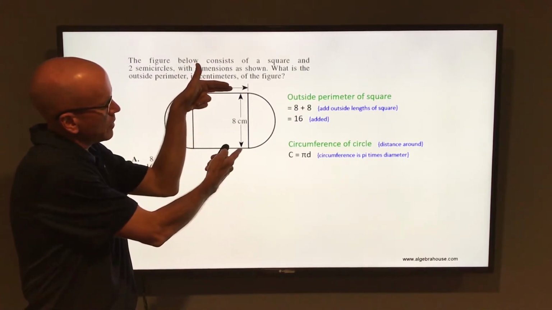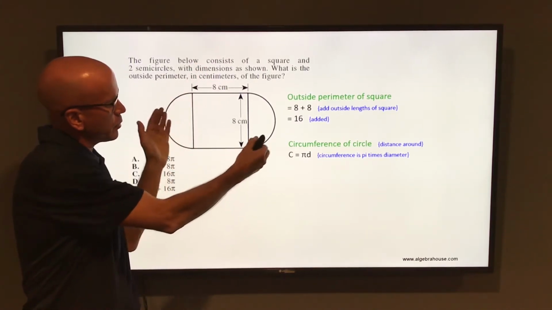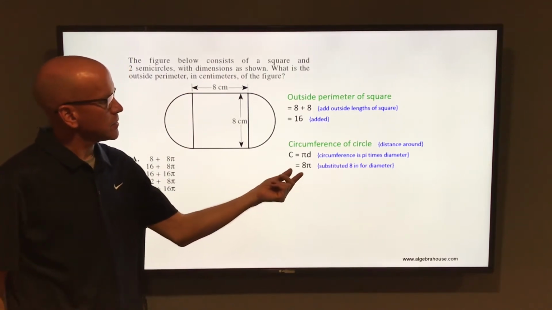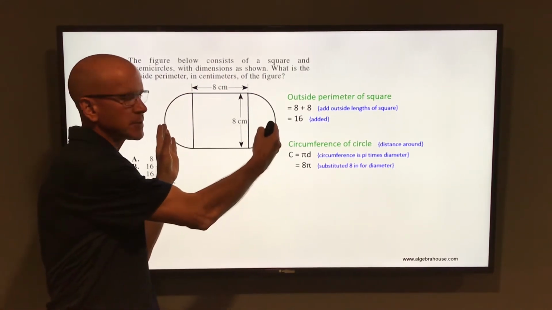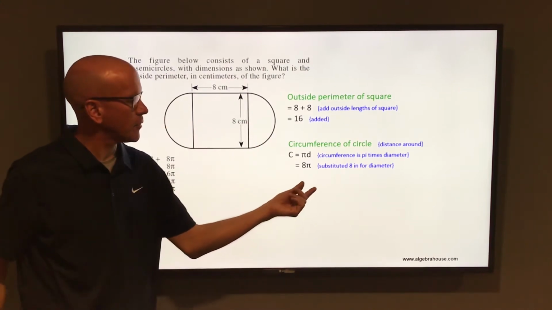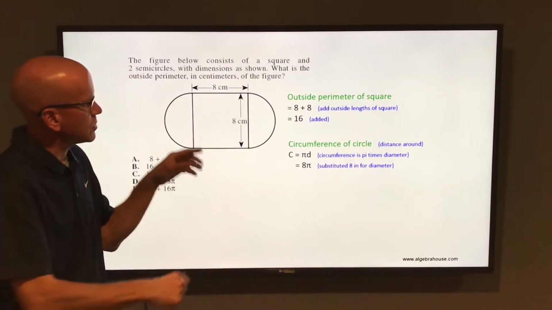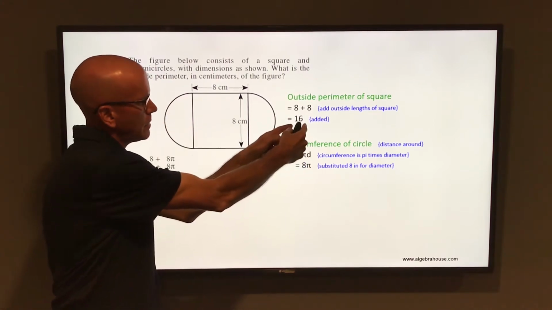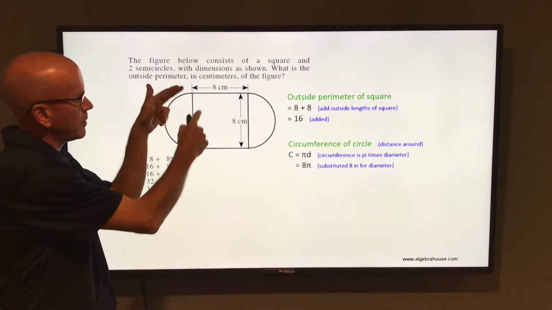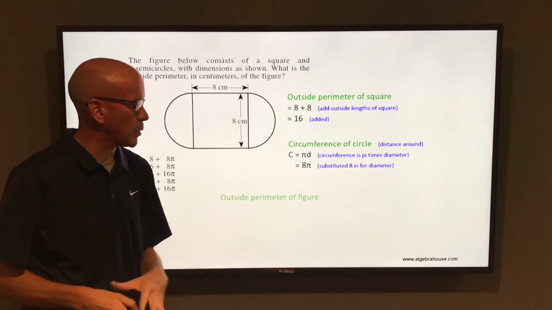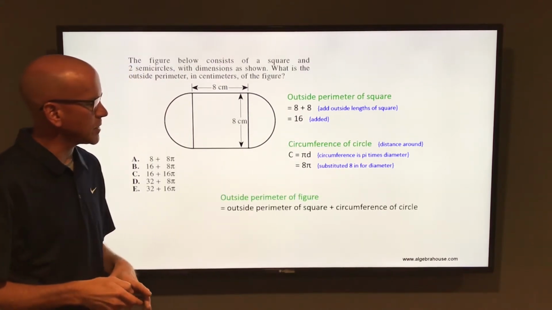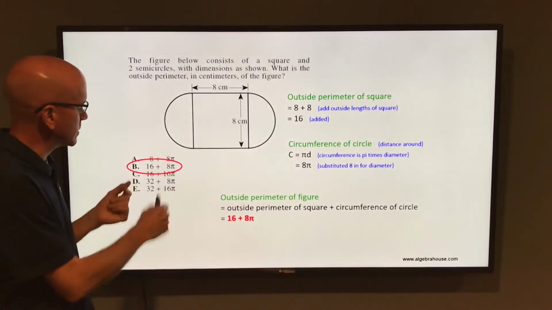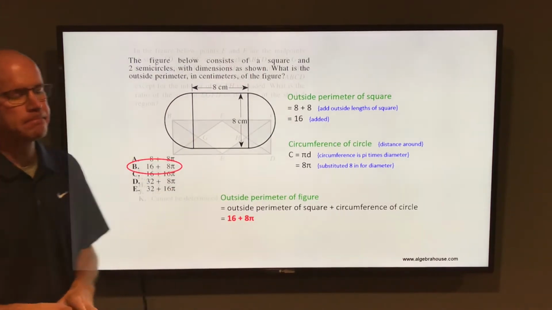The diameter of this circle, if you put it together as one, is 8. So the circumference of the circle, if you put those two semicircles together as one, would be 8 pi. So there's your outside perimeter. You have 8 pi, that's the two semicircles, and you have the outside perimeter of the square, which would be 16. 8 pi plus 16, or 16 plus 8 pi in this case, is the outside perimeter of this figure, which is letter B.